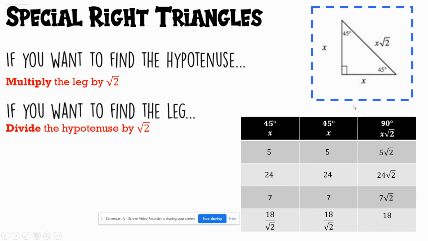I always recommend that when you do the practice, it's a good idea to set up a little chart like this and have 45, 45, 90, and get in the habit of writing the formula out as you do. So have x, x root 2, and then look at your problem. What were you given? And that's the column that you would fill in. So that's how I'll show you in a couple of examples how to organize it when you do the practice.